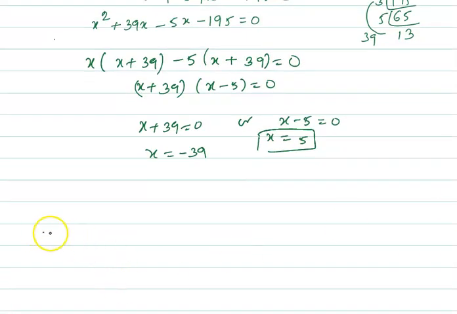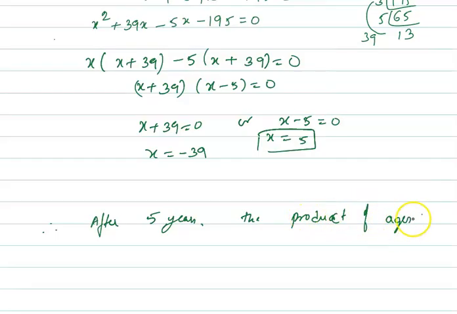Therefore, what we can say, after 5 years, or later 5 years later, after 5 years, the product of ages of A and B is equal to 480. If you want, you can check.